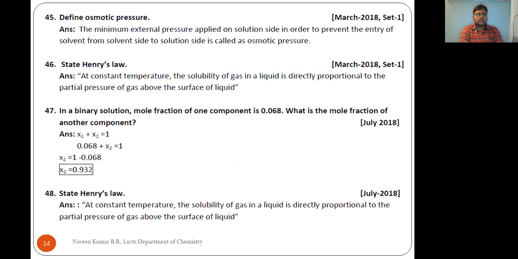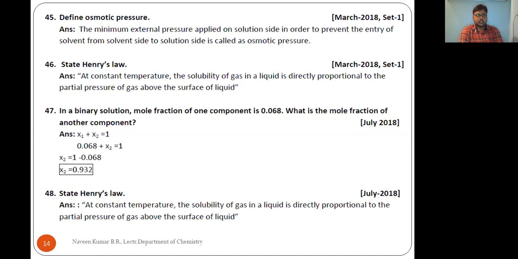Next, state Henry's law, which is repeated. That is, at a constant temperature, the solubility of a gas in a liquid is directly proportional to the partial pressure of the gas present above the surface of the liquid. Next, supplementary paper of 2018, question number 47 and 48.